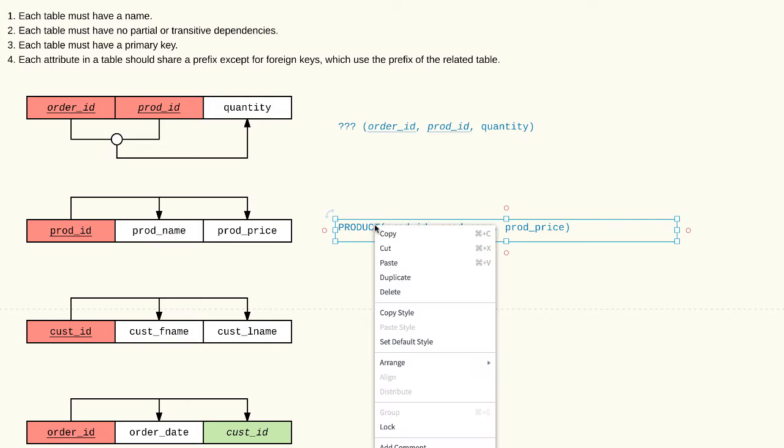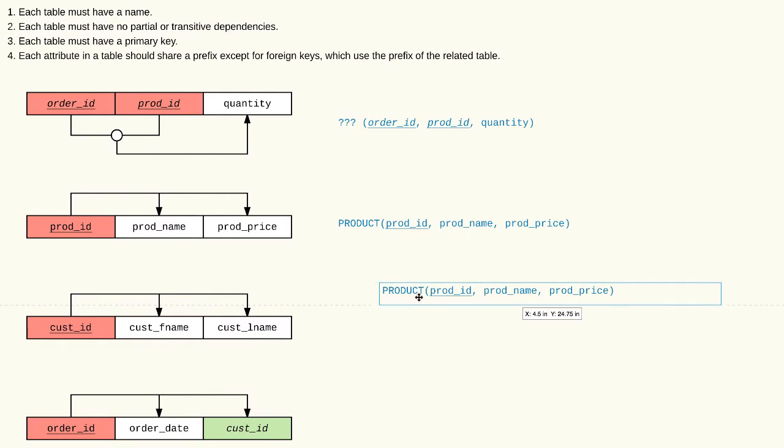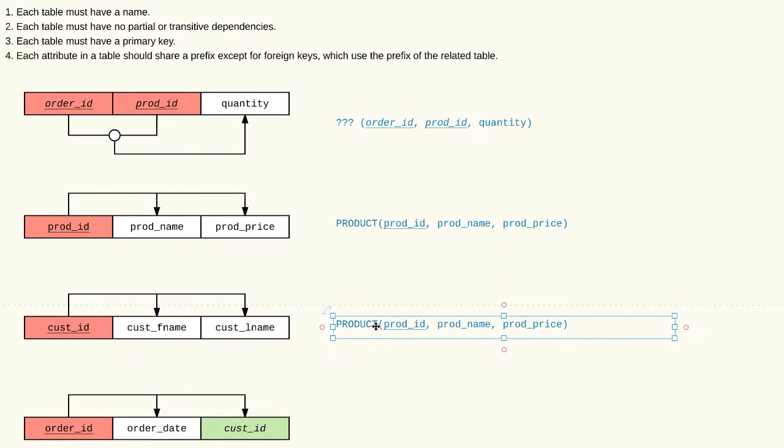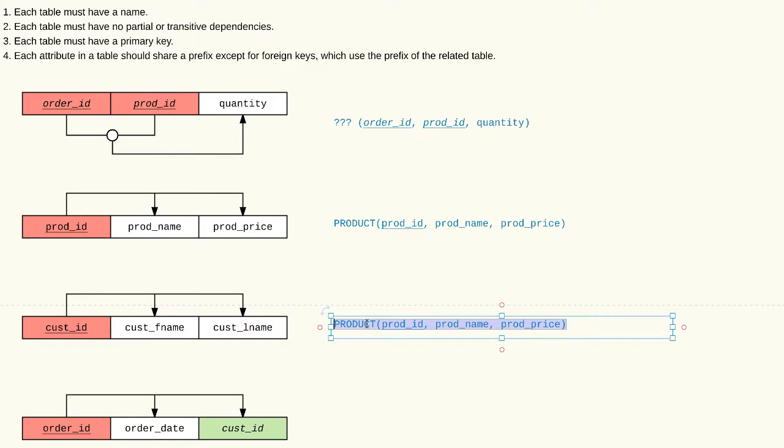The next one below that is naturally the customer table, because everything in it is about a customer. So we have our customer ID, customer first name, and customer last name. And again here, the cust ID field is the primary key, so I underline that.